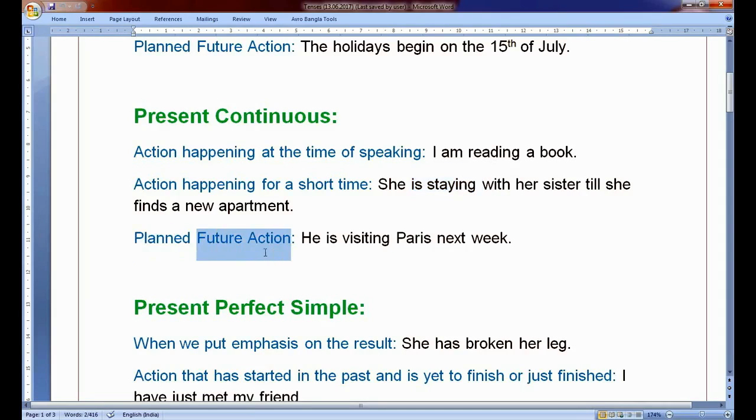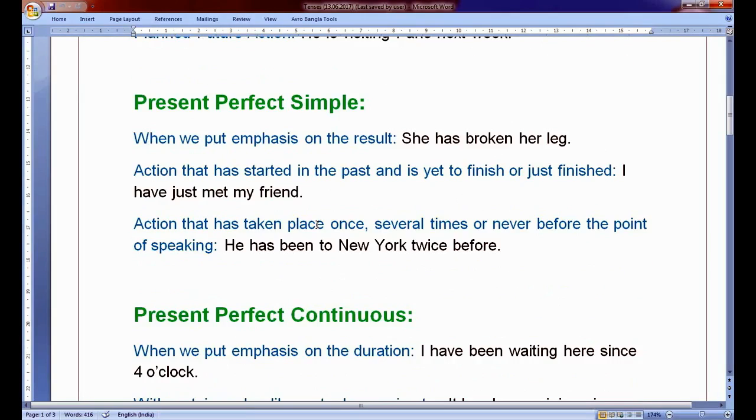Next, planned future action, something we discussed in the simple present as well, which means that you know of a future plan from now itself. The sentence, he is visiting Paris next week. So although the visit has been scheduled for next week, we know of it from this week itself.